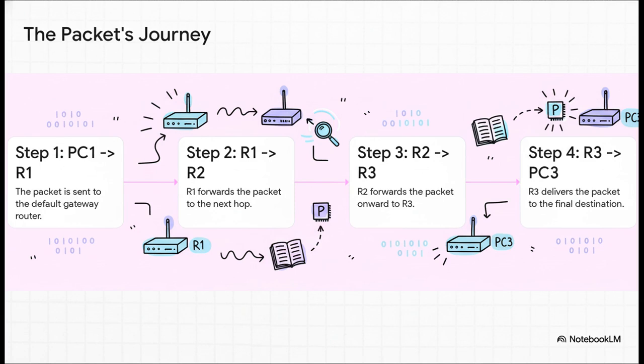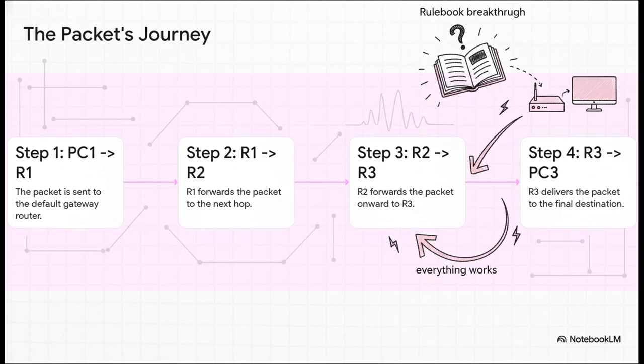And when the packet arrives at R2, it's pretty much rinse and repeat. R2 grabs the packet, checks its own rulebook, sees the final destination is PC3, and knows the next stop on the line is router R3, so it forwards the packet right along. Simple enough. Finally, our little packet arrives at router R3.